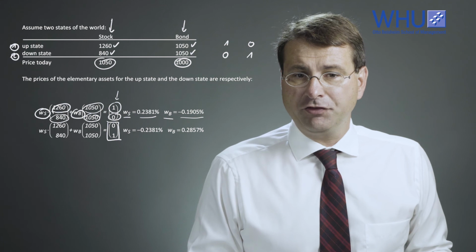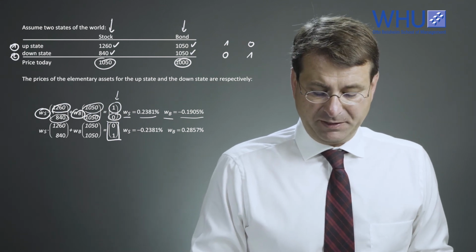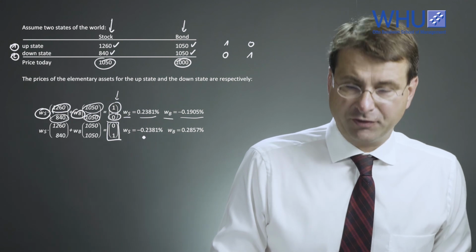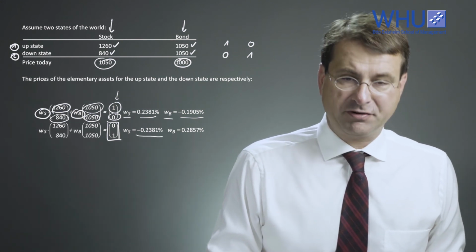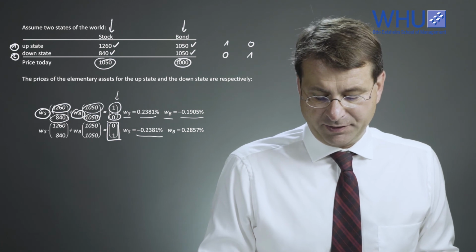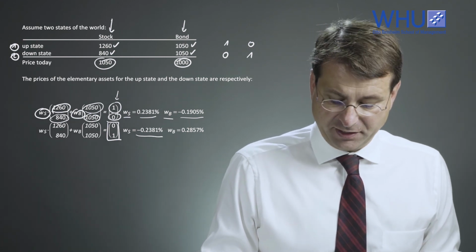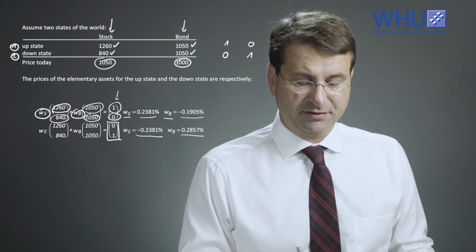And then again we solve the two equations for WS and WB, and we obtain that the WS for the downstate pure security is minus 0.2381%. And the WB for the downstate pure security is 0.2857%. So in other words, we have four equations to be solved for four different variables, namely WS and WB in the upstate and WS and WB in the downstate. And then we obtain a portfolio of the stock and the bond which constructs the two pure securities that I was talking about earlier.